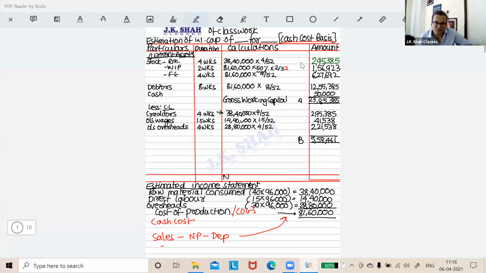Okay. And then you write over here as usual, don't forget, net working capital as what? A minus B. 18,26,924. Yeah, correct. Fine. So that completes.